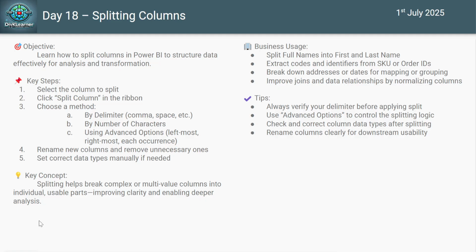So that's what we can do. We can split the names into first name and last name, extract codes and identifiers from the SKU or the order IDs, break down addresses or dates for mapping or grouping, and improve joins and data relationships by normalizing.